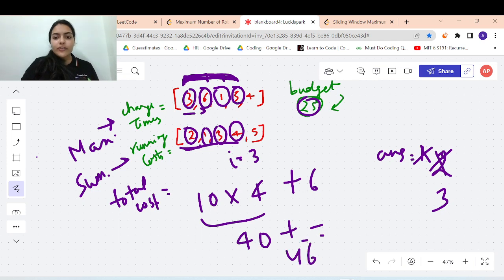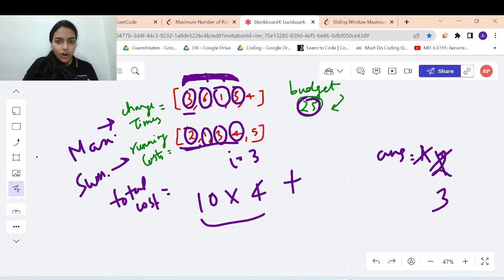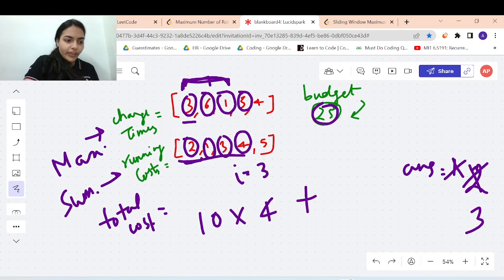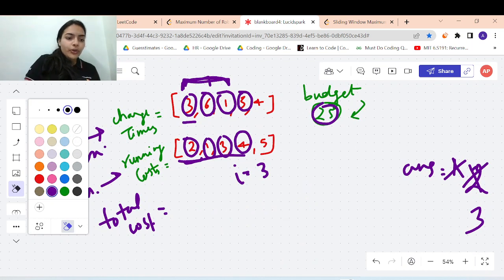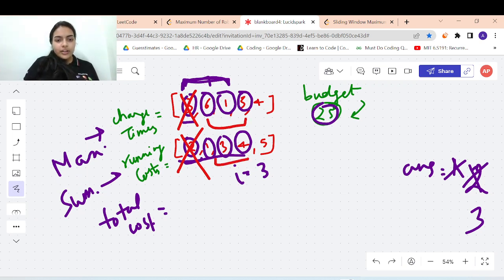46. Now you see 46 is greater than the budget. So in this case, this is not acceptable. You cannot pick 4 robots. So what you are going to do, from where are you going to subtract the robot? You are going to subtract the robot from the beginning, okay, so that you continue with this subarray. Okay, from the beginning.